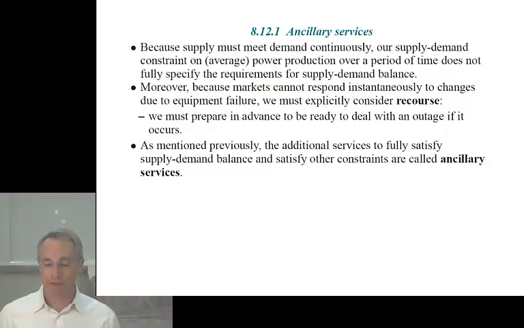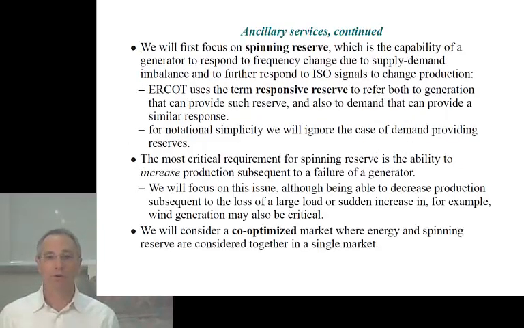Because supply must meet demand continuously, our supply-demand constraint, that really is a constraint on, say, the average power production over a period of time, over a pricing interval, for example. It does not fully specify the requirements for supply-demand balance. Furthermore, because markets can't respond instantaneously to equipment failure, we need to consider recourse. We have to prepare in advance to be ready to deal with an outage if it occurs. As mentioned previously in the chapters, the additional services to fully satisfy supply-demand and satisfy other constraints are called ancillary services. We're first going to focus on spinning reserve.